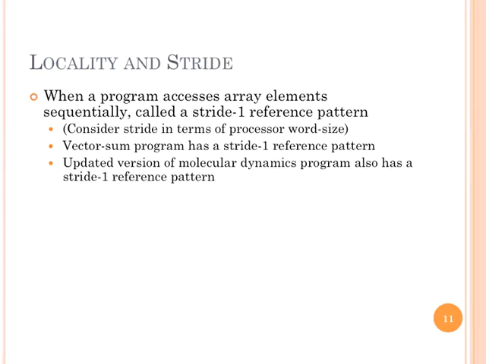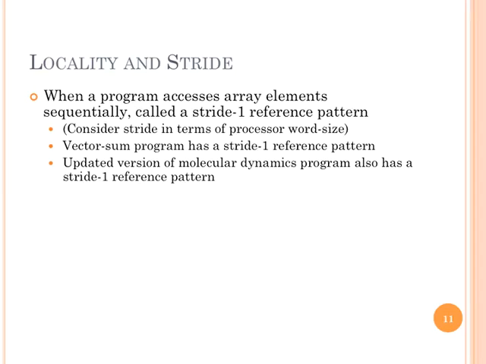Now we call this pattern of accessing memory the stride of the program. Okay, stride is about spatial locality, not temporal locality. Obviously, if you have temporal locality, you're going to actually have stride 0 because you're accessing the same thing over and over again. But when we have a program that accesses things in sequential order like this, we call it a stride 1 reference pattern.